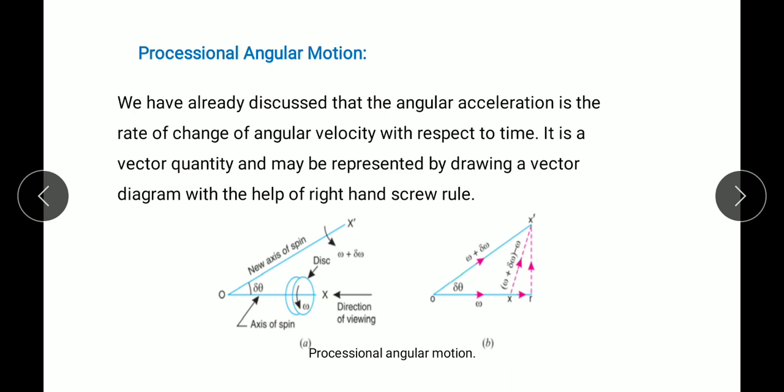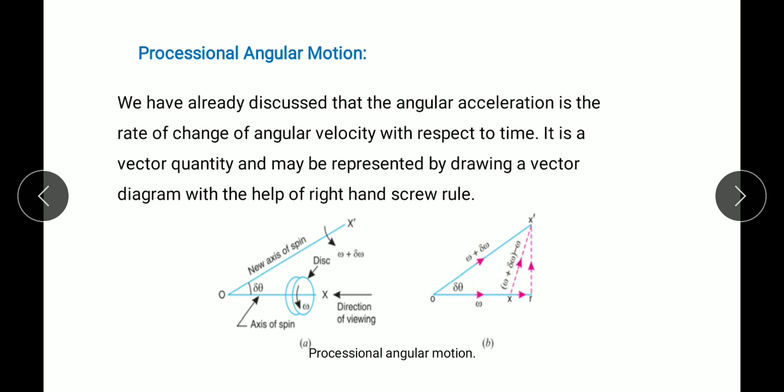After a short interval of time, which is considered as delta t, let the disk be spinning about the new axis OX dash. This is represented in the triangle OXX dash, with the angular velocity omega plus delta omega. So the initial angular velocity is omega, and the new angular velocity is omega plus delta omega.